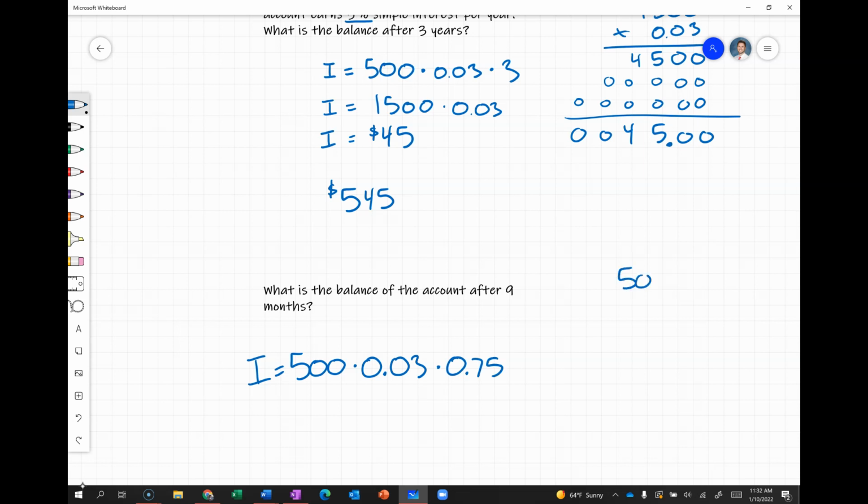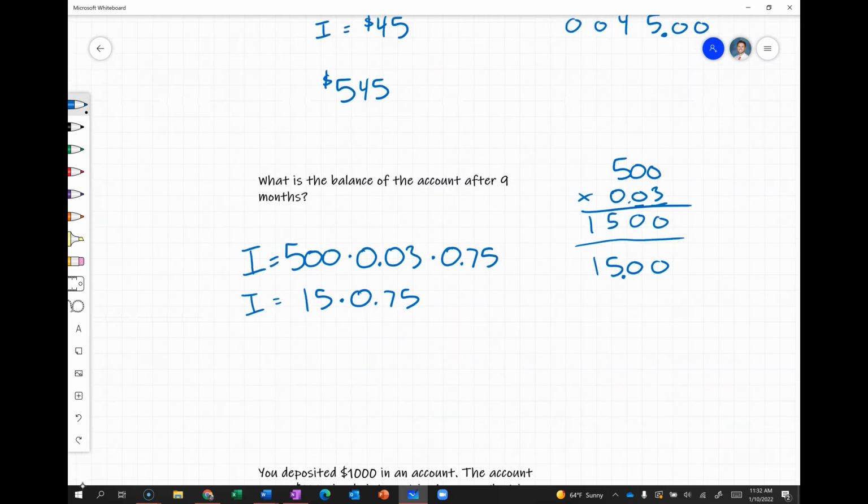So we'll start with 500 times 0.03. And we can see that's going to be $15, right? Those are going to be a bunch of zeros when we multiply. So we know this is all going to add to 1,500. We have 2 decimal places. So that's $15. So I equals 15 times 0.75. So now we take 0.75 and multiply by 15.